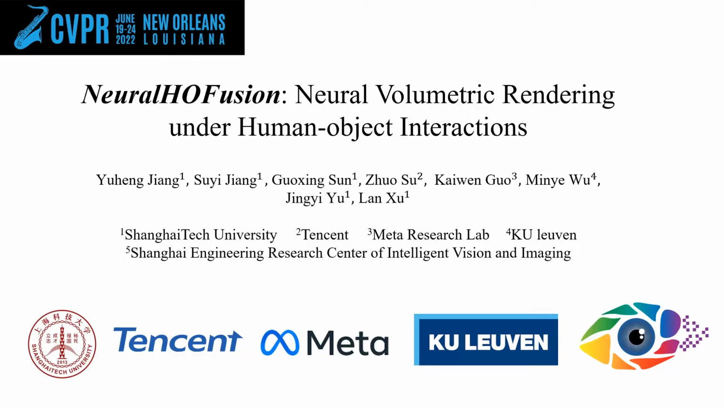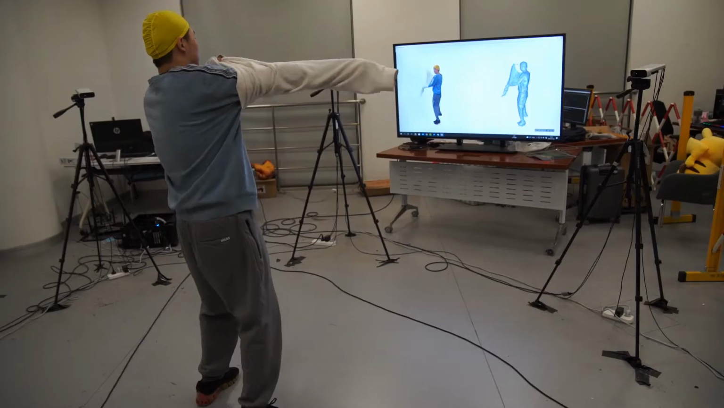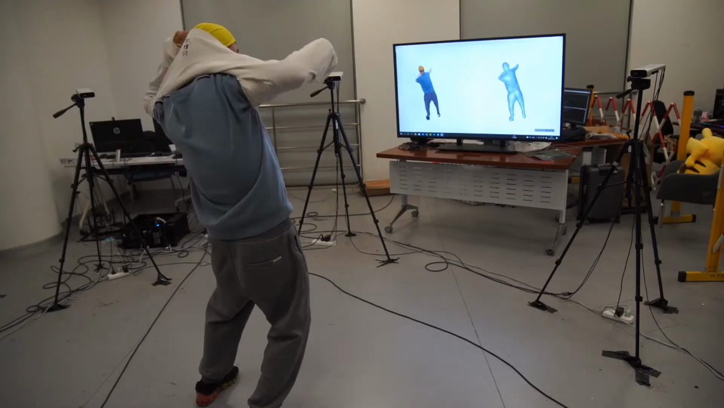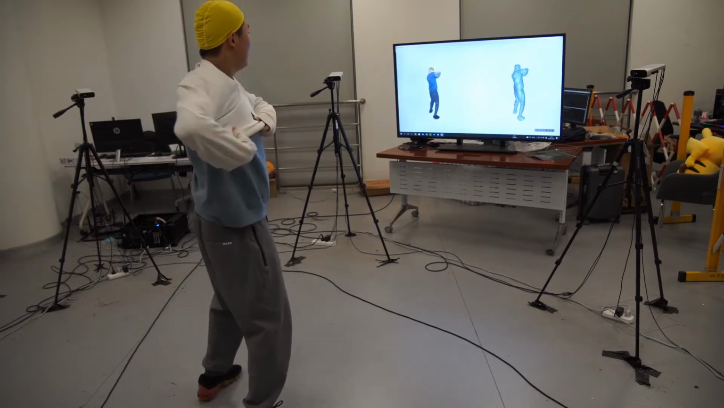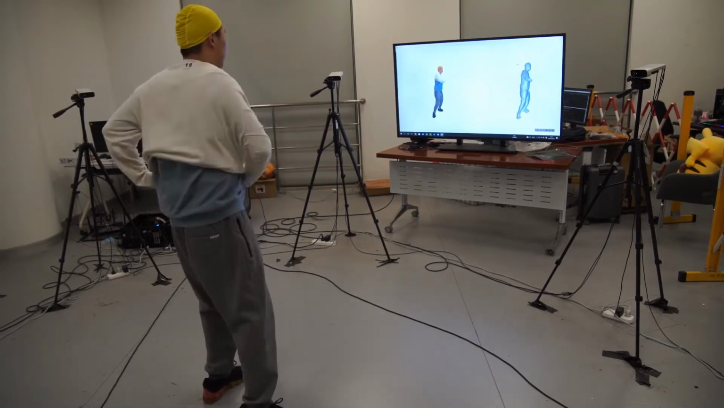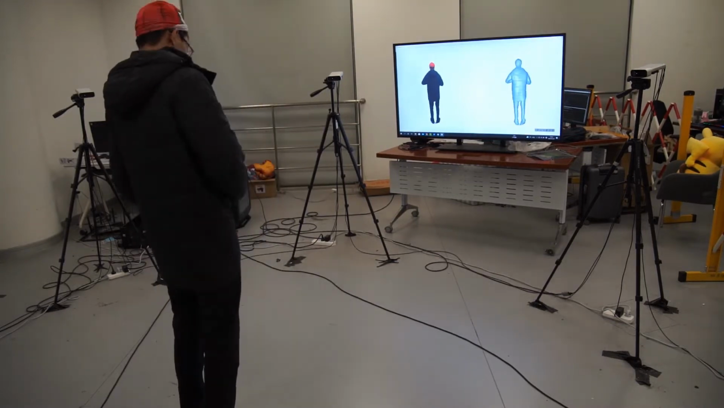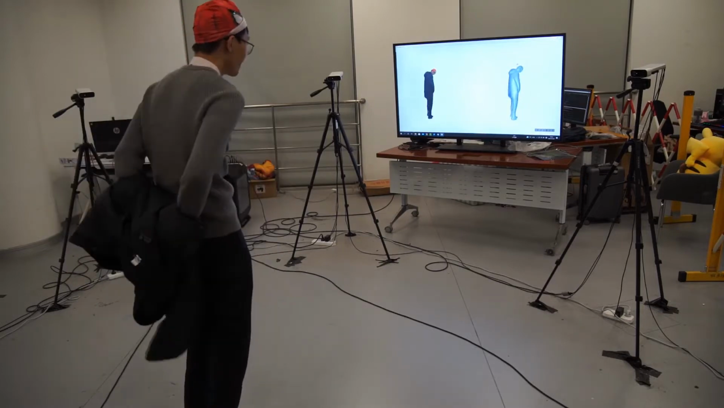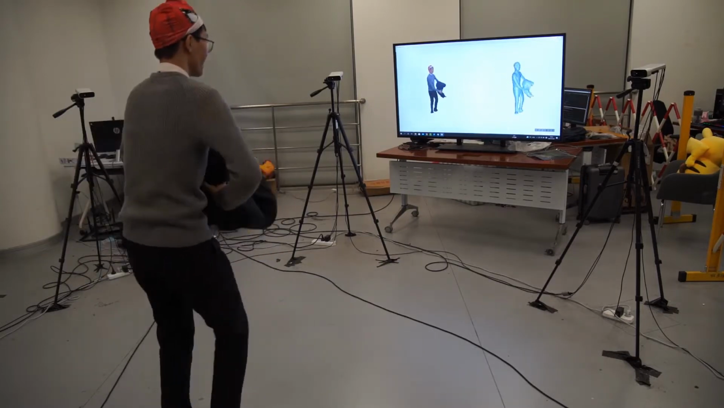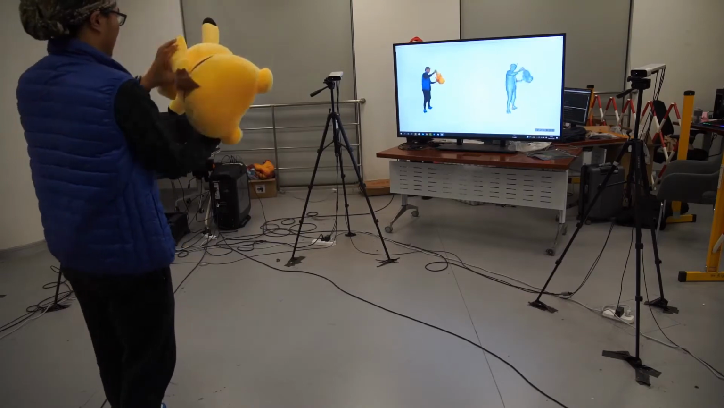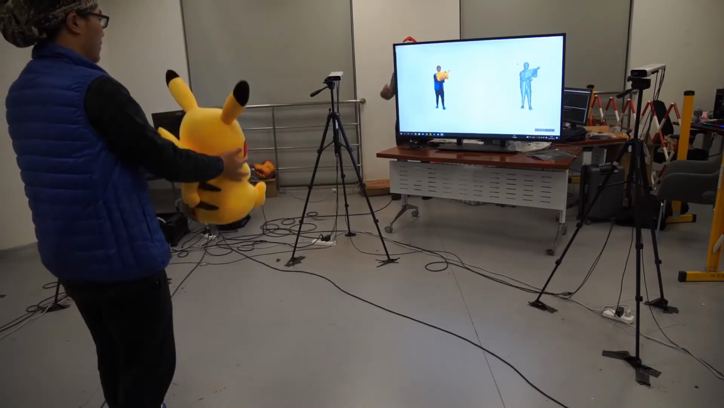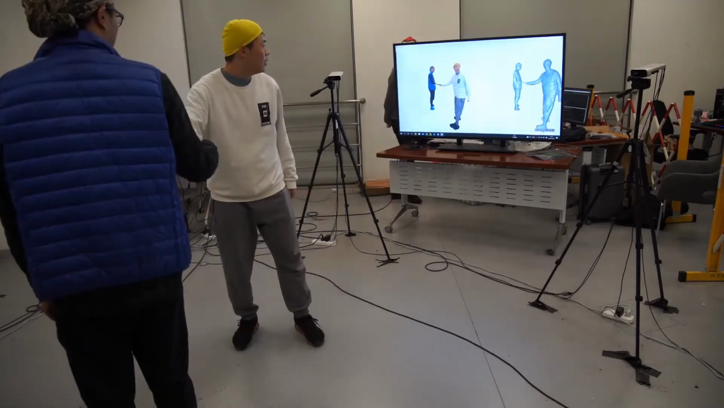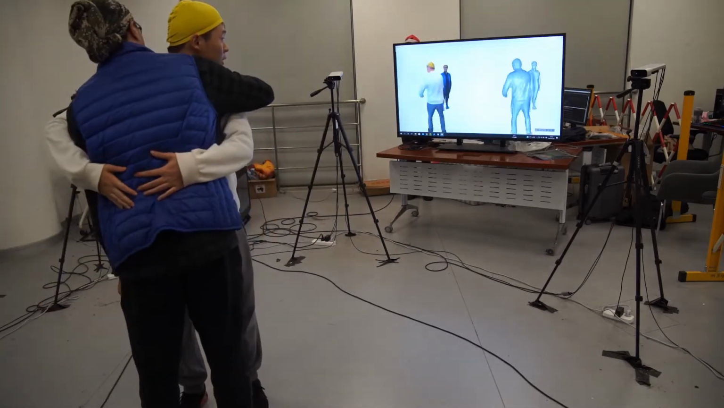In this work, we propose Neural HOI Fusion, a fast neural volumetric rendering under human-object interactions. 4D modeling of human-object interactions is critical for numerous applications. However, efficient volumetric capture and rendering of complex interaction scenarios, especially from sparse inputs, remain challenging. So we present a neural volumetric human-object capture and rendering system using lightweight consumer RGBD sensors.